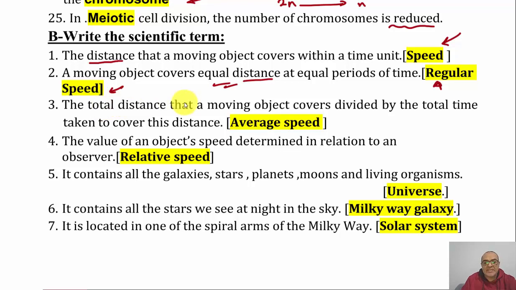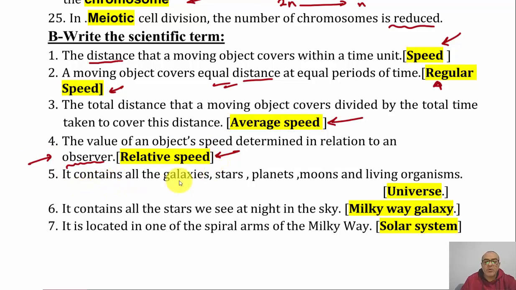The total distance that the moving object covers divided by the total time, we call it average speed. The value of an object's speed determined in relation to an observer. Here, the key word is observer, so it is relative speed.